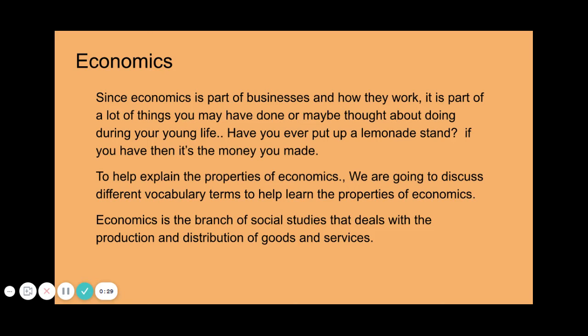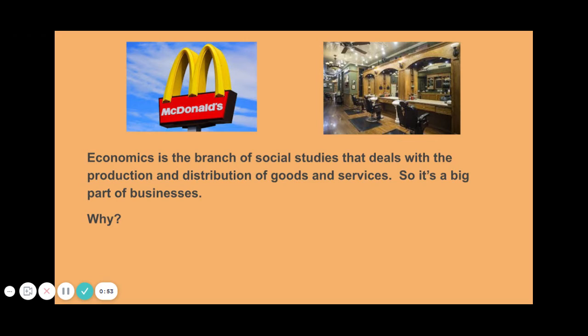To help explain the properties of economics, we're going to discuss some different vocab terms. Okay, and just remember, economics is the branch of social studies that deals with the production and distribution of goods and services. Remember, we said that if economics could make a sound, it would be cha-ching. It's all about exchanging goods and services for money, or something else.